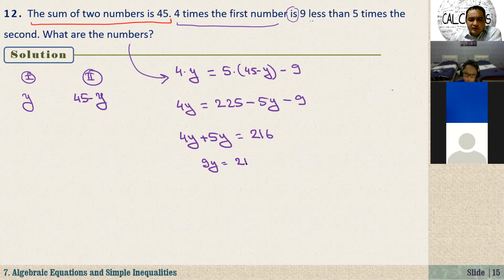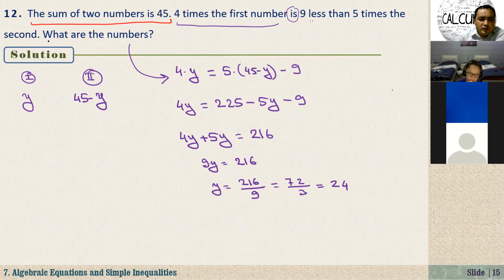Still on the right hand side, we didn't change anything, 216, and y is multiplied by 9, right? So now we should multiply both sides by 1 over 9. So here we have y. On the right hand side, we have 216 over 9. So how do you divide this? First divide by 3. 21 divided by 3 is 7. 6 divided by 3 is 2. So that's equal to 24.